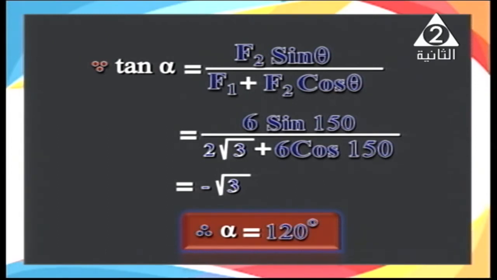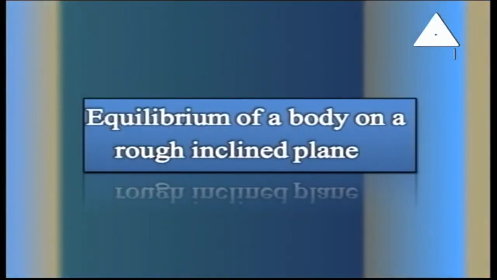My dear student, we are moving to another title. It's called Equilibrium of a Body on a Rough Inclined Plane. Now we are moving to equilibrium, but on a plane inclined to the horizontal.